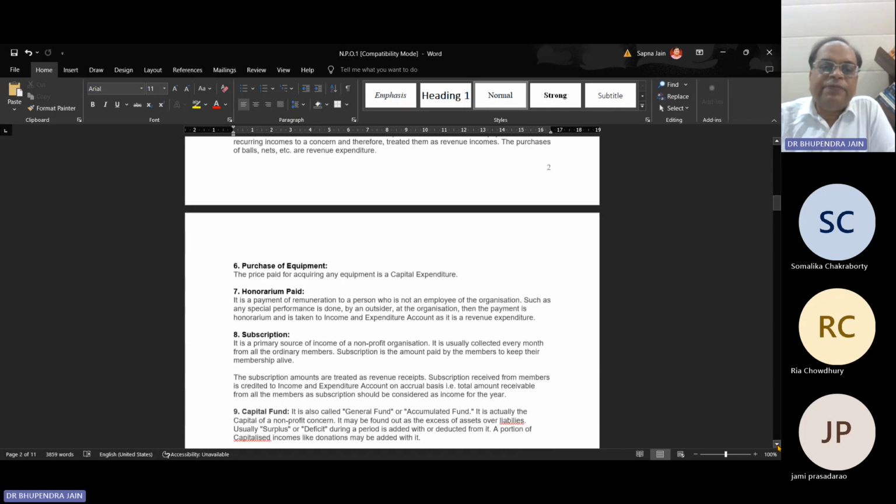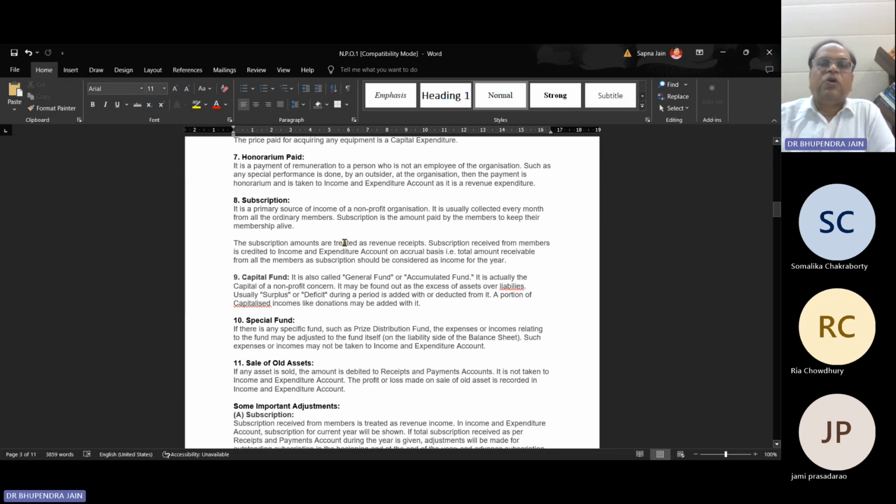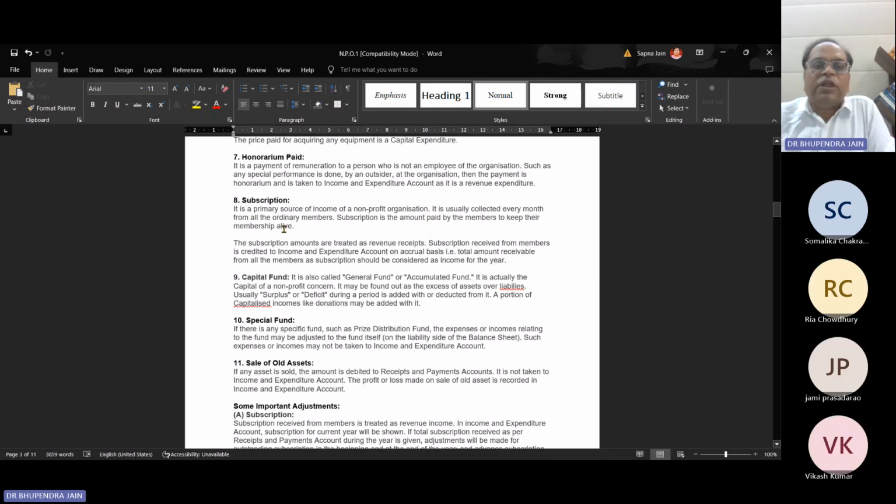this is a membership fee received by a non-profit making organization, received by any club or any society. Clear? So this is called the subscription. It is a primary source of income of a non-profit organization. It is usually collected every month from all the ordinary members. And subscription is the amount paid by the member to keep their membership alive.